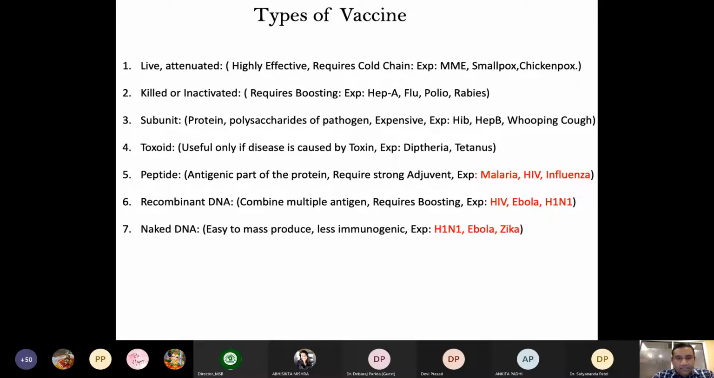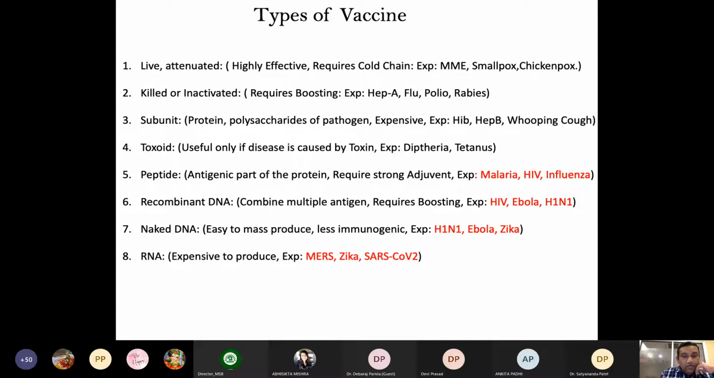Then the other is naked DNA technology, where they mass produce a particular gene that is going to be immunogenic, and they inject this DNA. The DNA gets expressed in the host and produces the protein, and the host mounts an immune response against it.